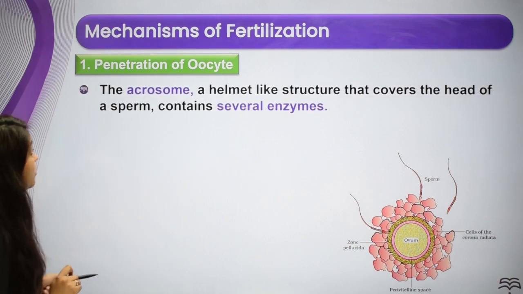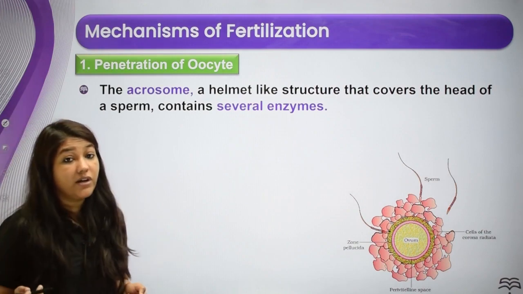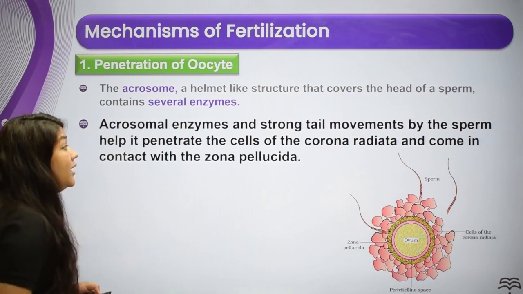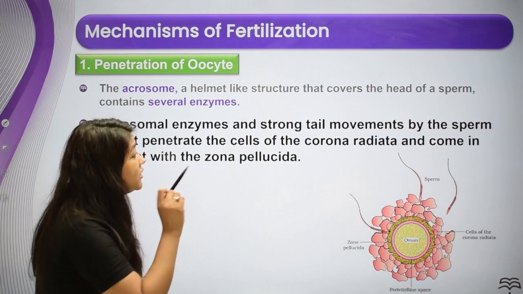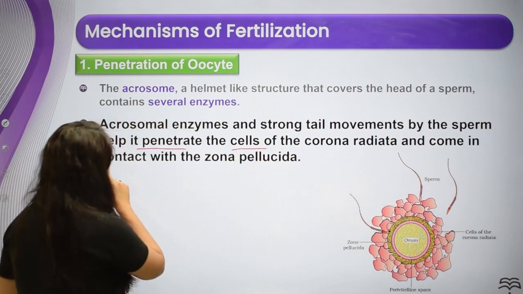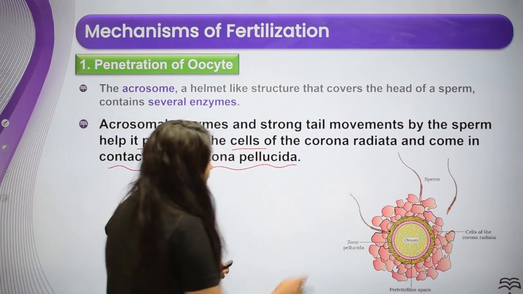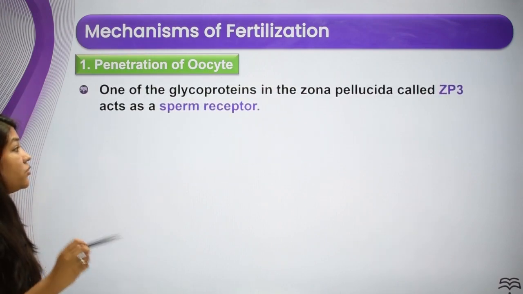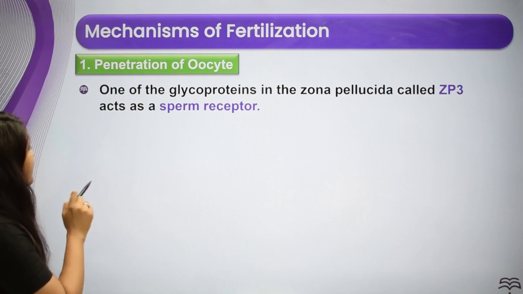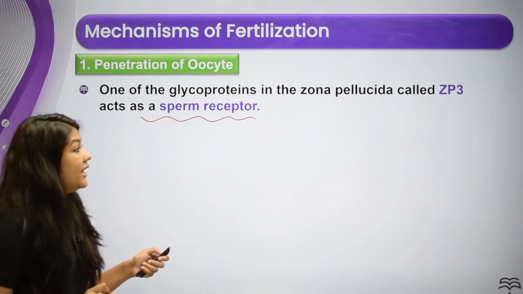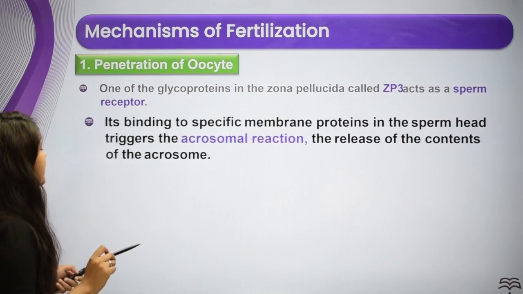Right? Now the acrosome, a helmet-like structure that covers the head of the sperm, contains several enzymes. मैंने 3 important enzymes का नाम बताया है, वो बिल्कुल याद रखना है. Acrosomal enzymes and strong tail movements by the sperm help it penetrate the cells of the corona radiata and come in contact with the zona pellucida. Now one of the glycoproteins in the zona pellucida called ZP3 acts as a sperm receptor. Okay, it acts as what? It acts as a sperm receptor.